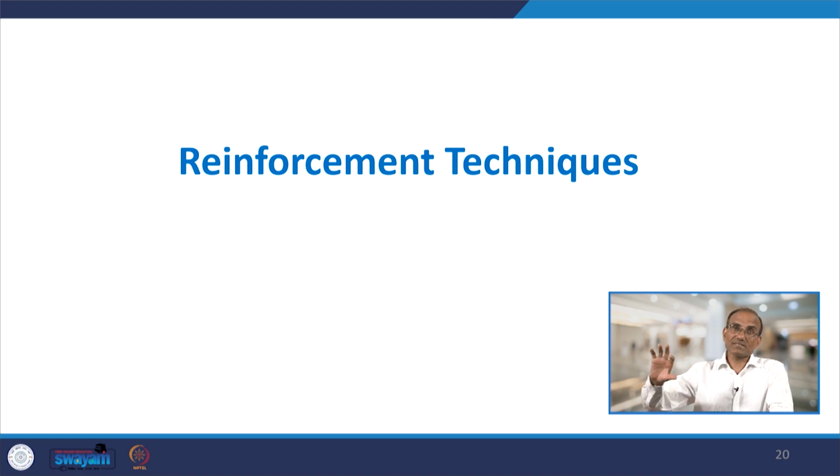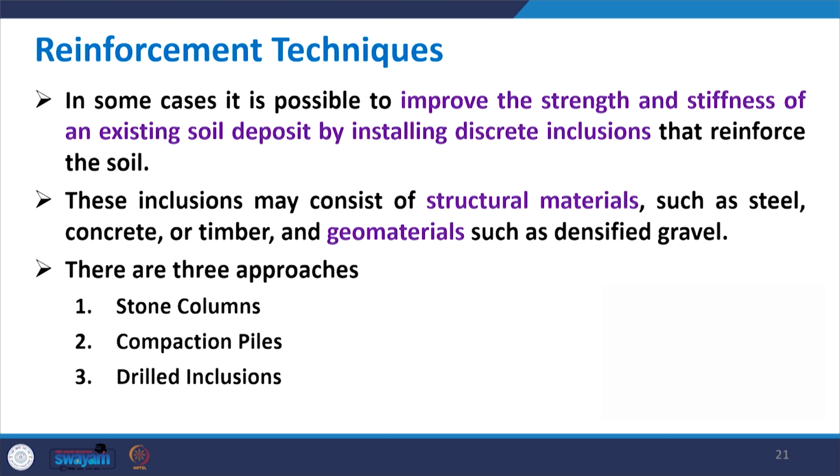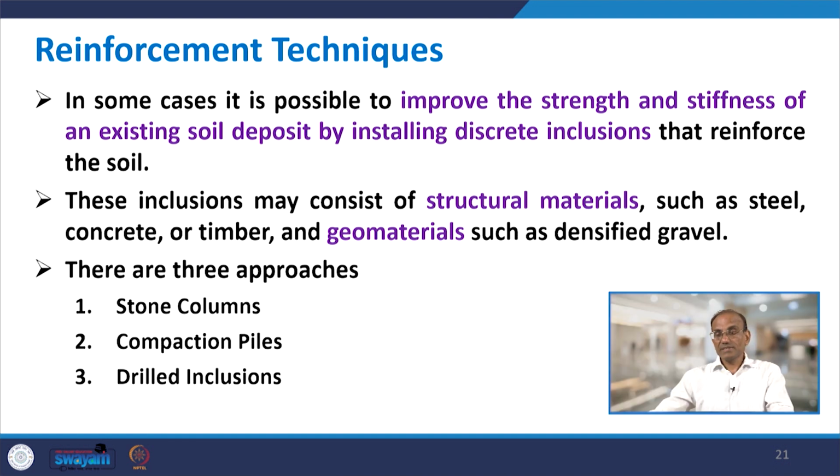As the name suggests, in case of reinforcement techniques, the soil will be reinforced by some foreign material, and most of the time 3 types of approaches are used for reinforcement techniques. One is stone columns, second is compaction piles, third is drilled inclusions. So here you include something inside by installing discrete inclusions. These inclusions may consist of structural materials such as steel, concrete or timber, and geomaterials such as densified gravels.